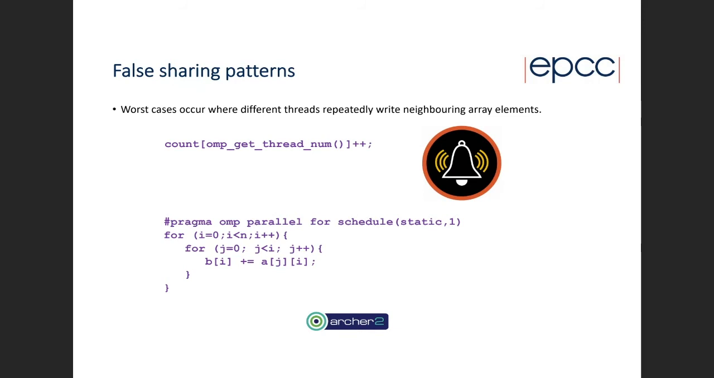So the loop at the bottom here. If you think about this one, what's getting written here? That's elements of the array B, and B is indexed by I, which is the parallel loop iterator in this case, and I've chosen a static schedule with a chunk size of 1. That means that neighboring values of I are scheduled to different threads, and therefore neighboring values of B are being repeatedly written by different threads.